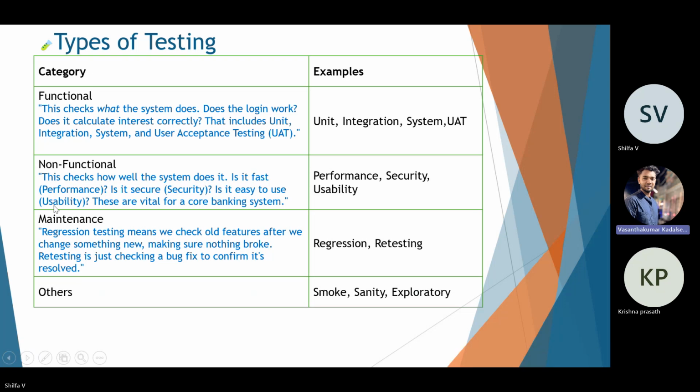So now it is clear? Regression is when you add a new feature and you need to check whether the old function is still working properly, that it does not affect the old functionality. That is the difference between regression and retesting.